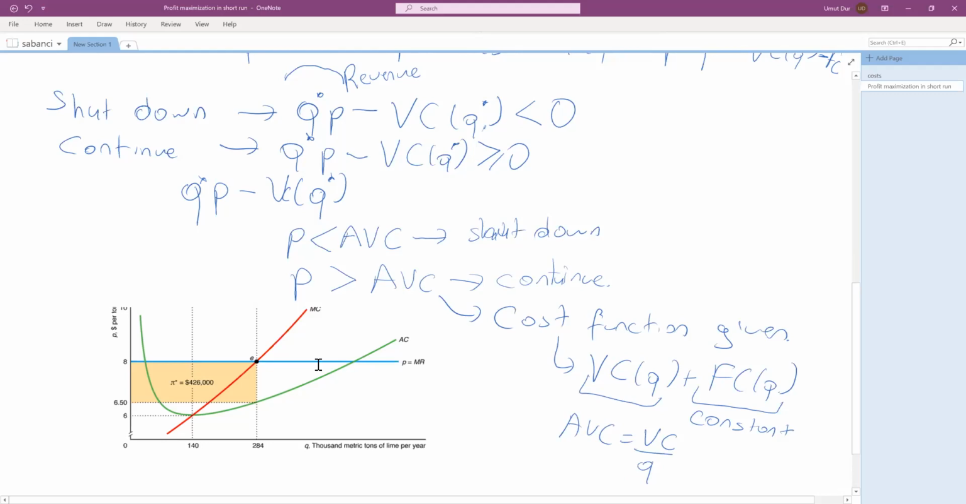Perfect. So then what we see in the short run is the following. Forget about this blue line.